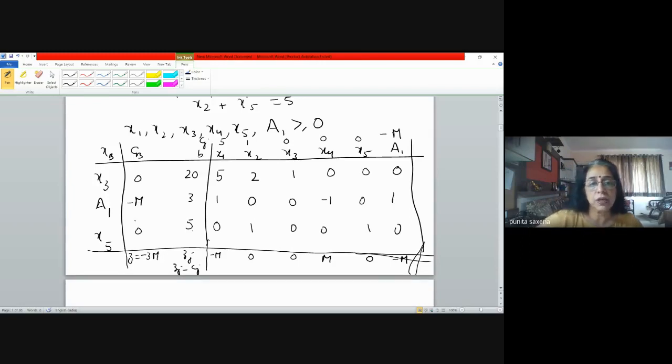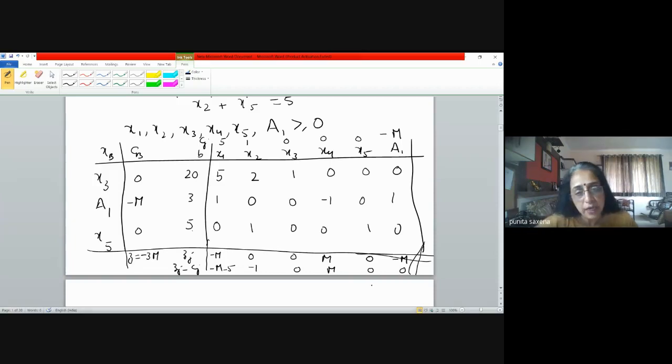Now compute your Zj minus Cjs. So for x1, it's going to be minus M minus 5, right? Then it's 0 minus 1, 0 minus 0, M minus 0, 0 minus 0, and minus M plus M, which makes it 0.